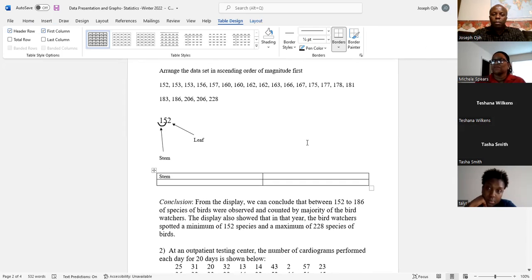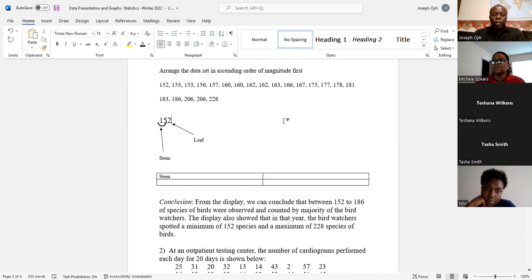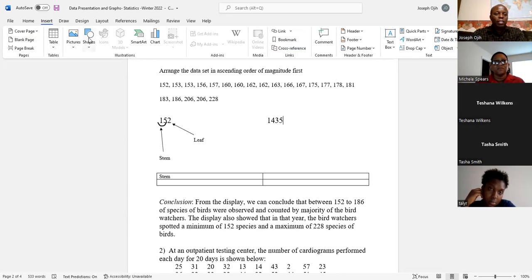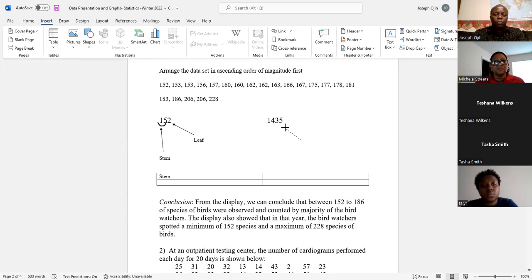Would it be the same way if it was 4 numbers? That's a good question. Suppose we have 4 numbers here. Let's say we have 1, 5, 4, 3, 2, or even 3, 3, 3, 5. Like before, the last digit is your leaf.